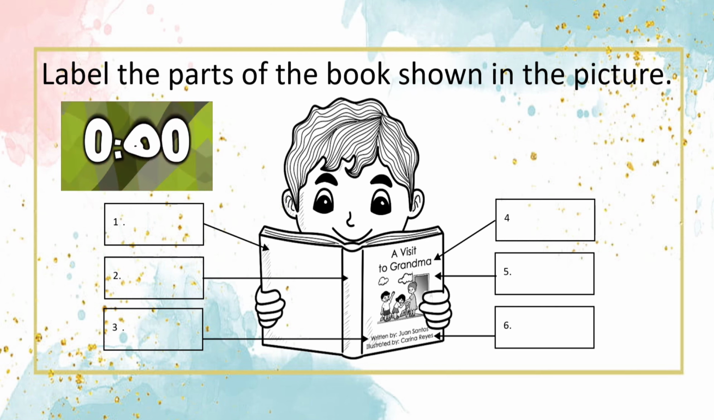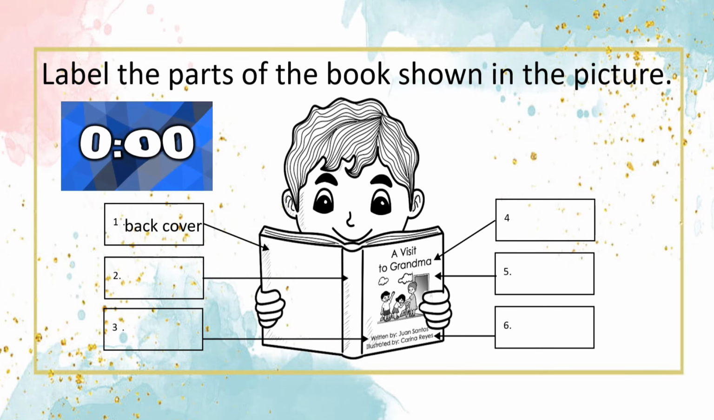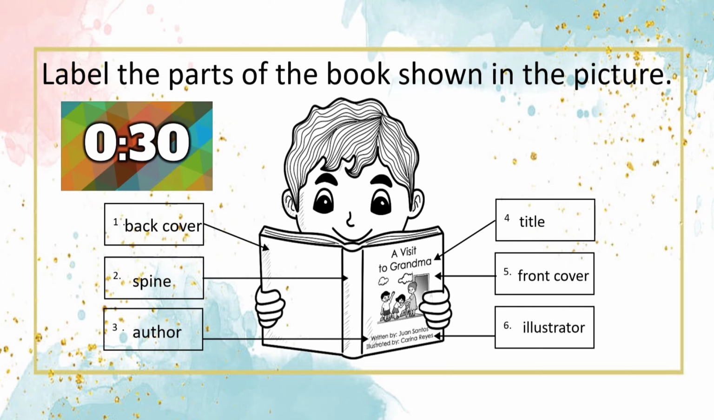Time's up! Let us check if your answers are correct. The answer for number 1 is back cover. Number 2, spine. Number 3 is author. Number 4 is title. Number 5, front cover. And lastly, illustrator. If you got all answers correct, then you are doing great!